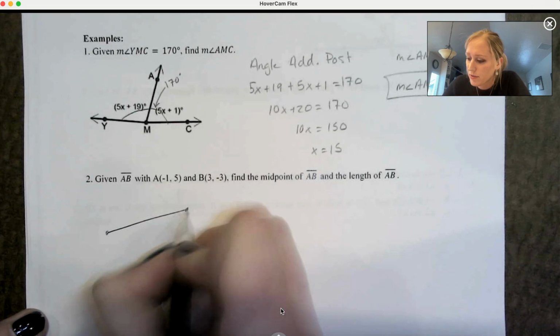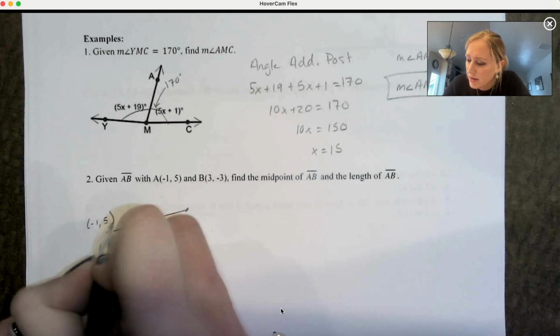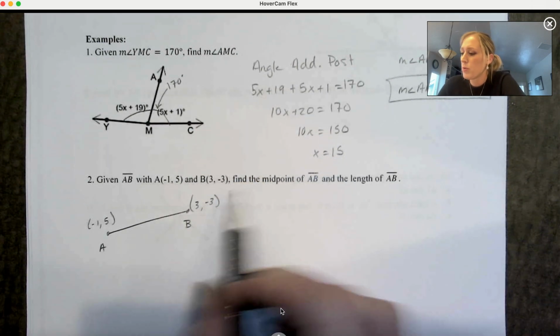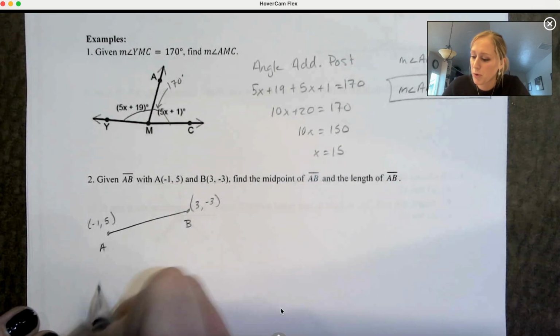Okay, number 2, we're given a segment AB. Okay, so we have A to B. We are told A is at -1, 5. B is at 3, -3. Okay, we want to find the midpoint of AB and the length of AB. So let's start with the midpoint first.